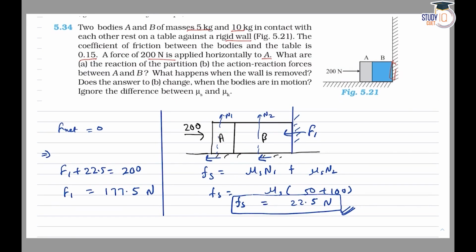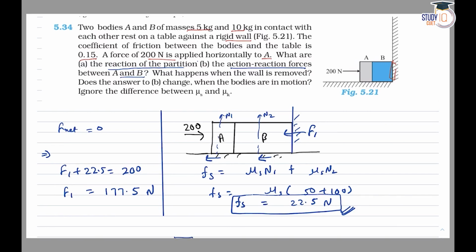So for the first part, what is the reaction of the partition? The force exerted by the wall on the system is 177.5 Newton. Now the next part: the action-reaction forces between A and B. Now you are supposed to find out the normal between A and B. So draw the FBD of A and B separately.